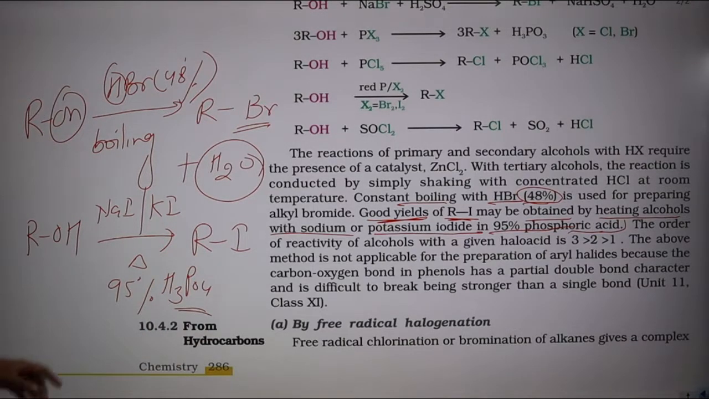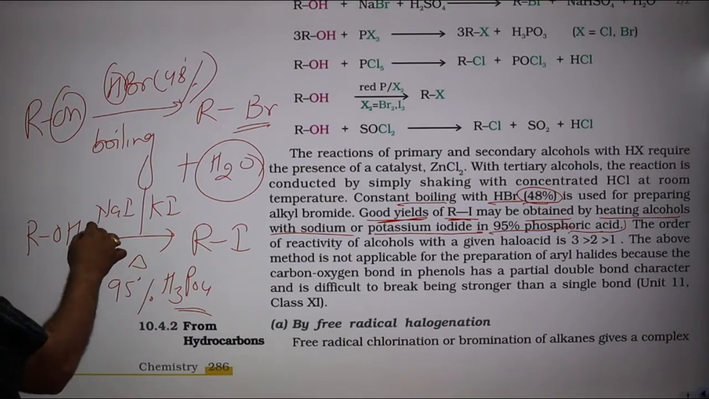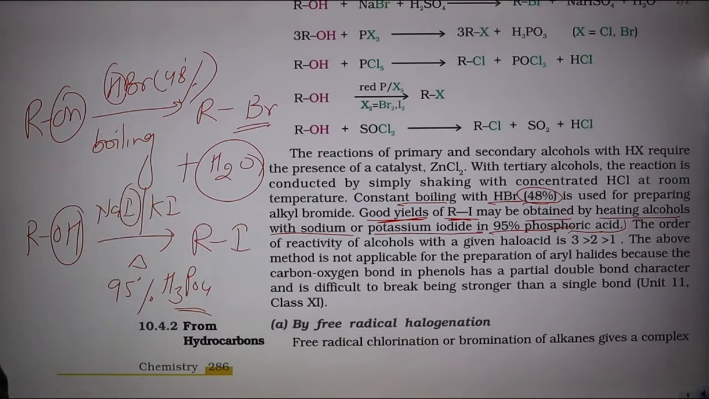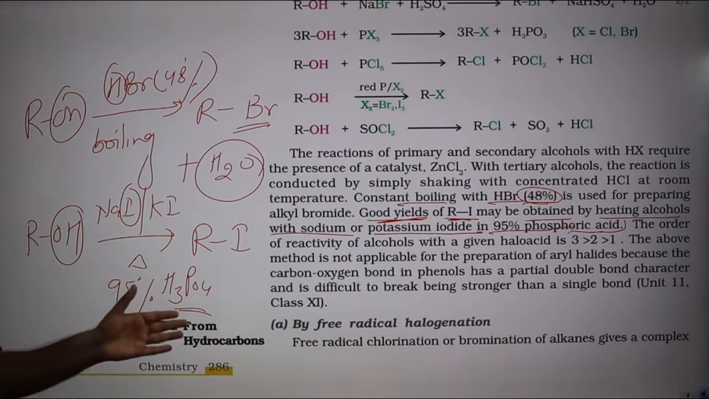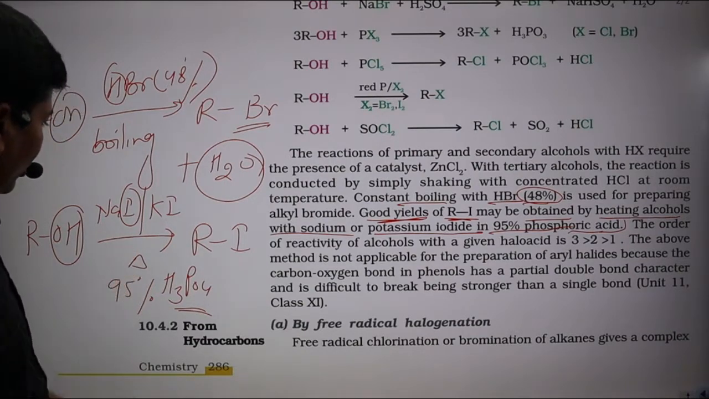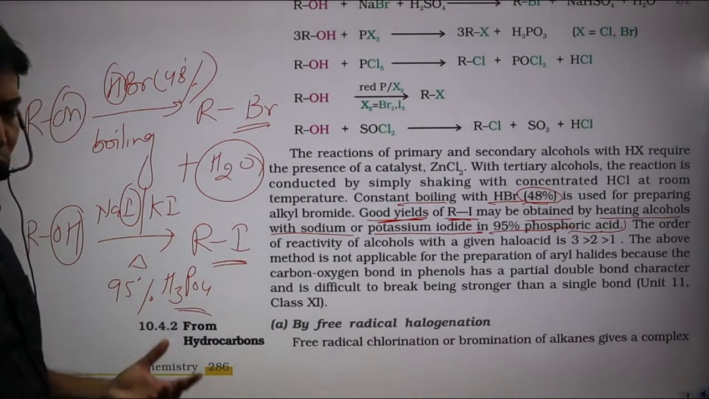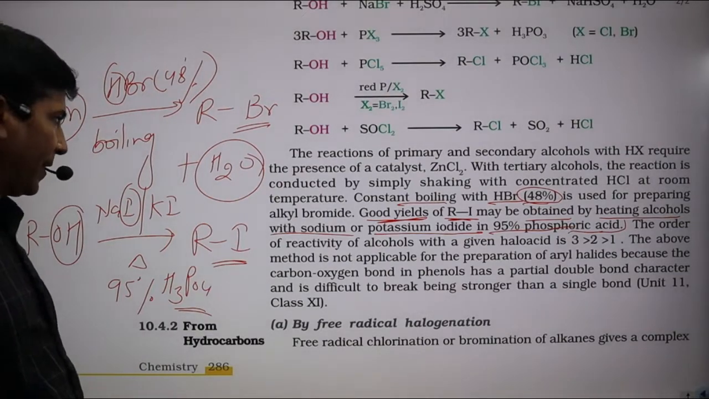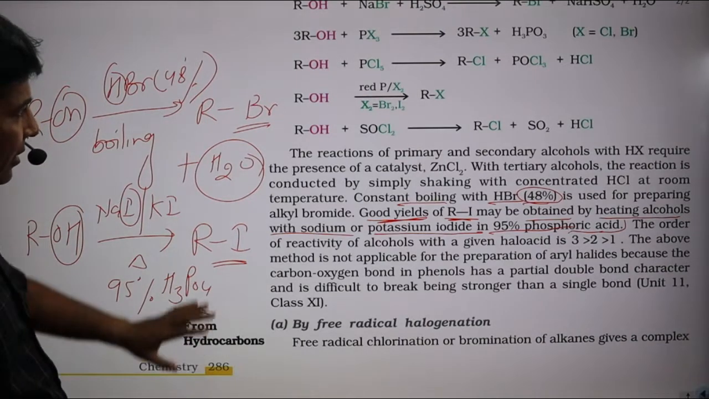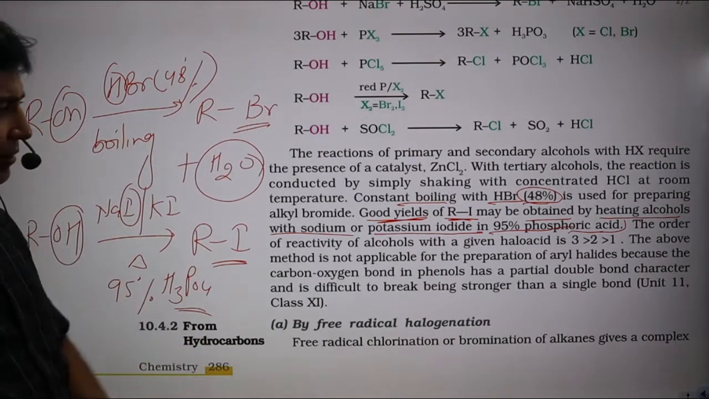So you can see we get H2O in this reaction. The OH will be replaced by I. The water molecule is absorbed by the strong acid, 95% concentrated H3PO4. So in this case we get a better quantity of the product. This is the method for alkyl bromide, this is the method for alkyl iodide, and earlier methods we learned were for alkyl chloride.